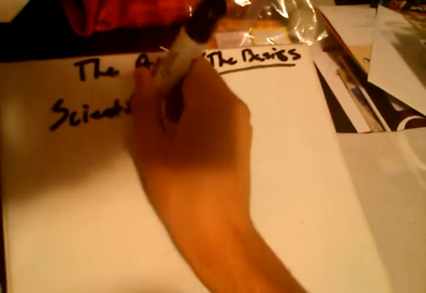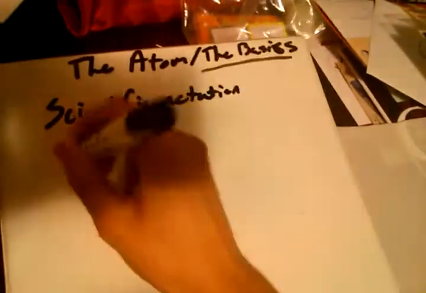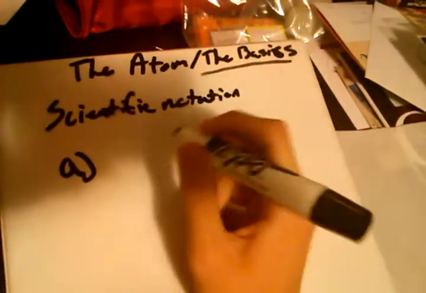So let's start off with the basics of chemistry, and one of the most basic would be scientific notation. So I'll write up 2 examples for y'all.